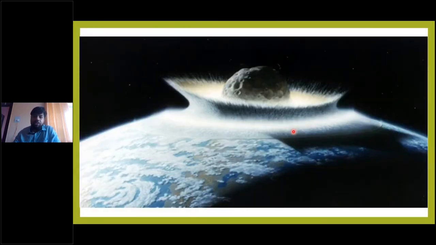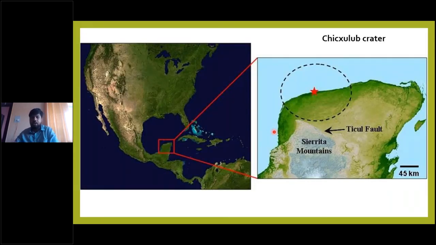Another hypothesis is the asteroid impact hypothesis, where a large asteroid hit the Earth that caused a series of chain reactions, causing acid rain and climate change, that gave rise to one of the greatest mass extinction events. And if any asteroid hit the Earth, where is the crater? A crater is the depression or the impact site of an asteroid.